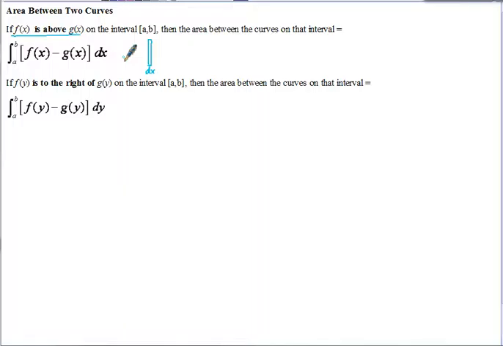However, sometimes it might be advantageous to actually use a horizontal rectangle, in which case the width would not be dx, it'd be dy. And if that's the case, everything's going to be in terms of y. So you take f of y minus g of y, where f of y is the function further to the right, because that is a bigger x part. And then a and b are now the y coordinates where the region starts and stops, instead of the x coordinates. So the whole integral is in terms of y. And we'll see how that sometimes makes things a little bit easier to work with.